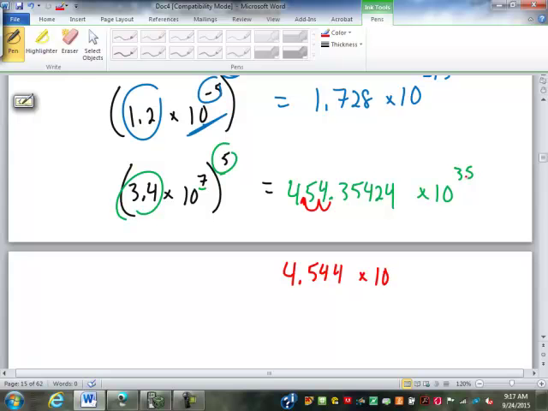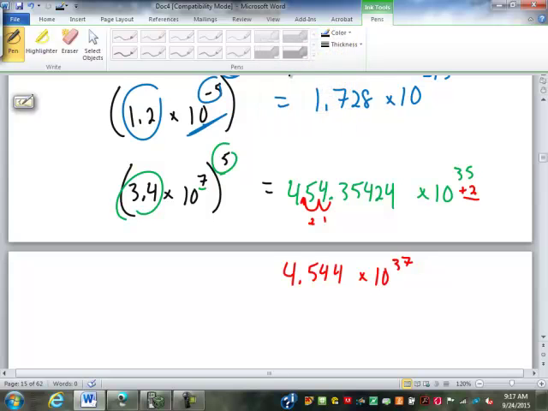What has to happen to our power of 10? Go down? No, this number got smaller. It went from 454 down to 4. How many decimal places did it get smaller? 2. So this has to get larger by 2. So 37.